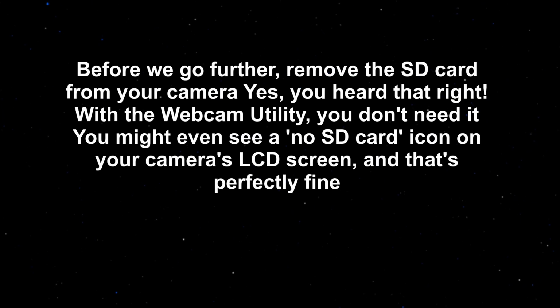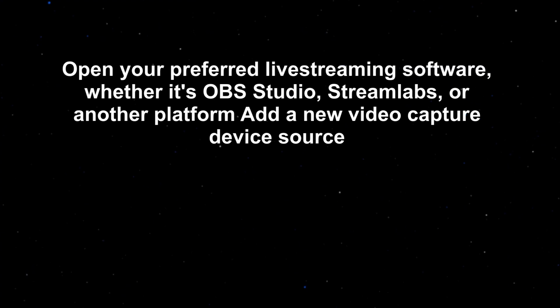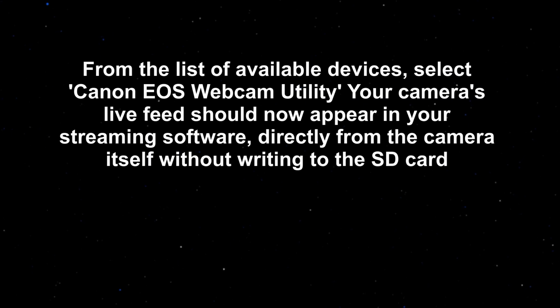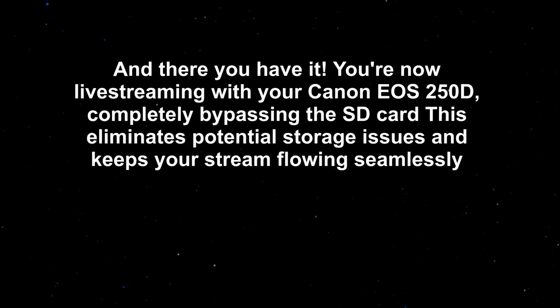And that's perfectly fine. Open your preferred live streaming software, whether it's OBS Studio, Streamlabs, or another platform. Add a new video capture device source. From the list of available devices, select Canon EOS Webcam Utility. Your camera's live feed should now appear in your streaming software directly from the camera itself without writing to the SD card.